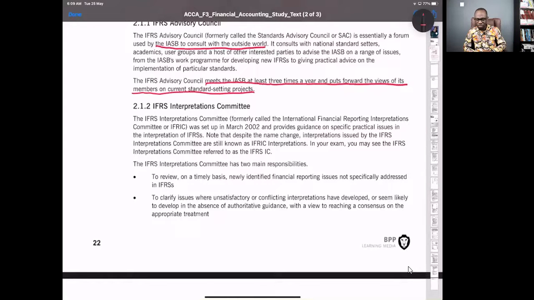Then we have the IFRS Interpretation Committee. Now, the IFRS Interpretation Committee, formerly known as the IFRIC, was set up in March 2002 to provide guidance on specific practical issues in the interpretation of IFRS. So, this is what happens. Let's say, in Ghana, for instance, this is in taxation. You do this in level 2, but I want to use that as a guinea pig to illustrate to you what is going on.